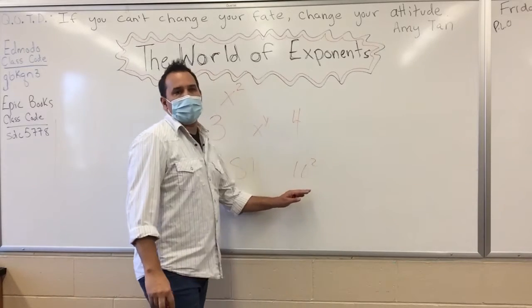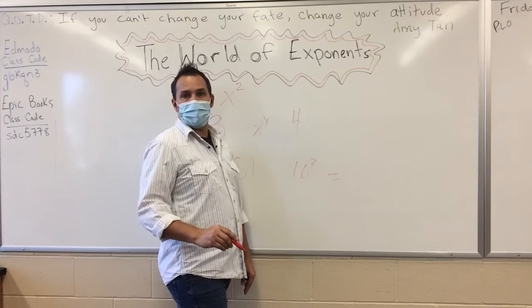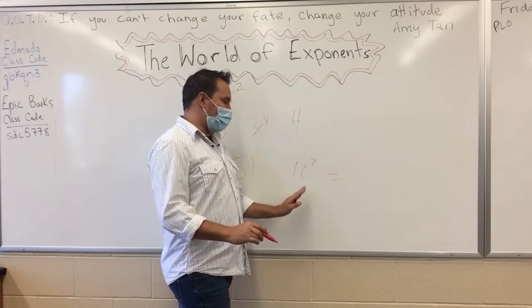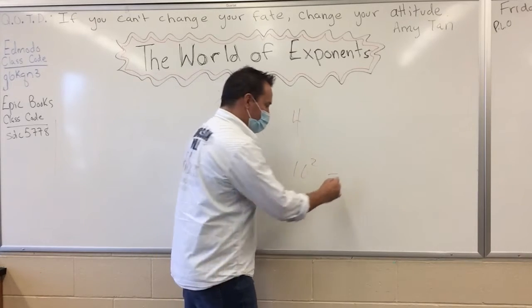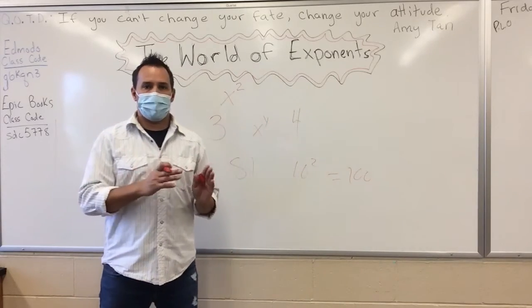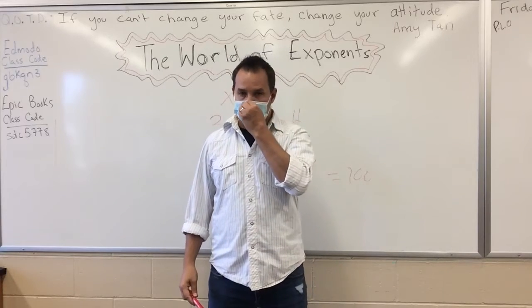We know that 10 to the power of 2 equals... Anyone know what it equals, 10 to the power of 2? 20. I know you're thinking 20, but it's not 10 times 2, it's 10 times 10. 100, good, right? Something to the power of 2 is just itself multiplied by itself. That's really all we're going through today, just reviewing some of those concepts.